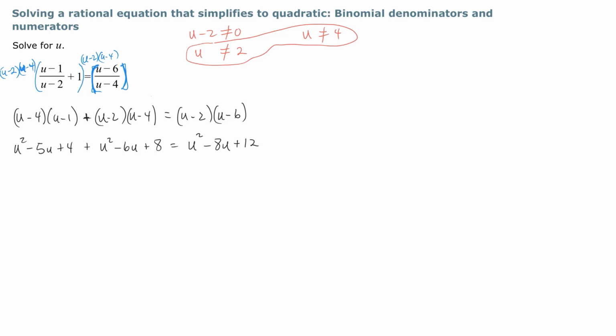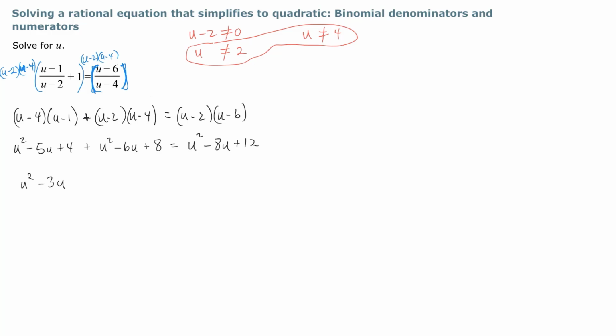And as usual, you're going to collect like terms and try to set this quadratic equation equal to 0. What do we have here? We have u squared. We have negative 11u right here, negative 11u, add 8u. So minus 3u. And we have a 4 and an 8. 4 plus 8 is 12, and then subtract 12, we get 0. So we're in good shape here.